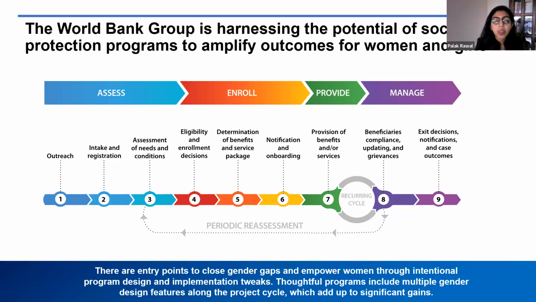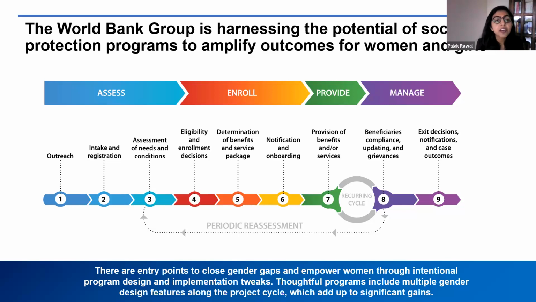During registration, programs are closing gender gaps through alternative forms of identification, as well as digital and financial literacy training for women. In the second stage of enrollment, wherever possible, we try to pay benefits to women digitally and connect them to basic services and opportunities. In the third stage of provide, while providing benefits, our programs are increasingly focusing on accompanying measures or cash plus components to shift social norms towards greater gender equality.